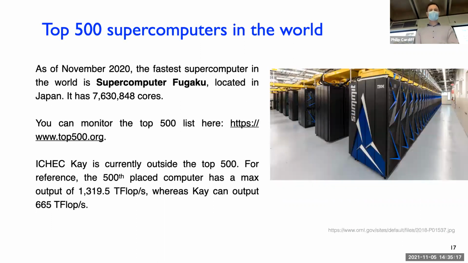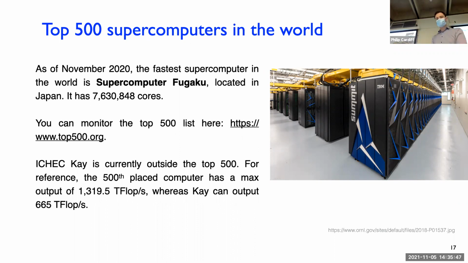If you go to top500.org, you'll see currently the fastest computer in the world. When I checked, though this has probably gone out of date since last month, it was Fugaku in Japan, which has 7 million cores. I think there is a computer with more cores, but it can't hit the same teraflop. Teraflop is how we measure how many calculations you can do per second. It's to do with floating point operations.